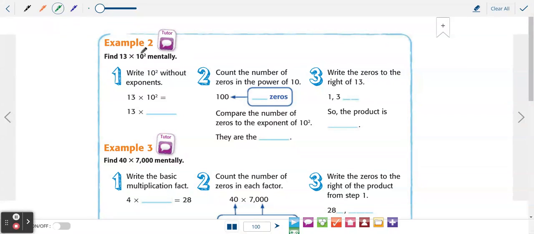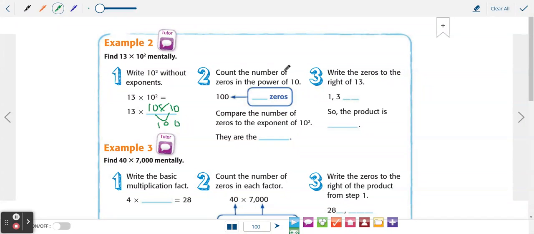Find 13 times 2 squared mentally. That means no calculator. Might look hard, but we know that 10 squared, or 10 to the second power, really means 10 times 10, which really is 100, right? So we're writing it without exponents. That was this piece, 10 times 10.